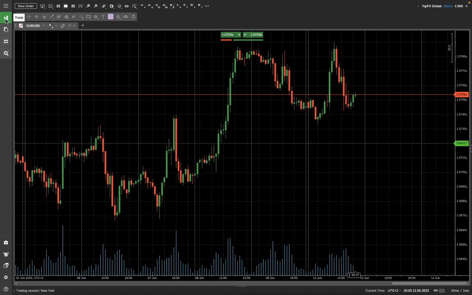We talked about the channel last time. The time period being analyzed and the exact points used to create a trend line can vary from trader to trader. So different traders have a different approach to drawing the trend lines. So how to draw a trend line in cTrader?